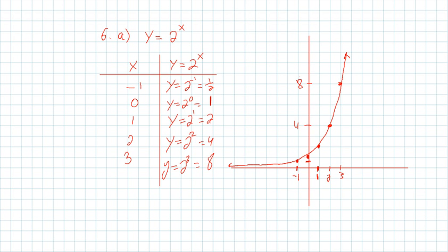So the base in this case was what? What was my base? 2. My base was 2. 2 is a greater number than 1, right? 2 is greater than 1? Good. What did I say we call this? Exponential growth. And you see a growth, right?